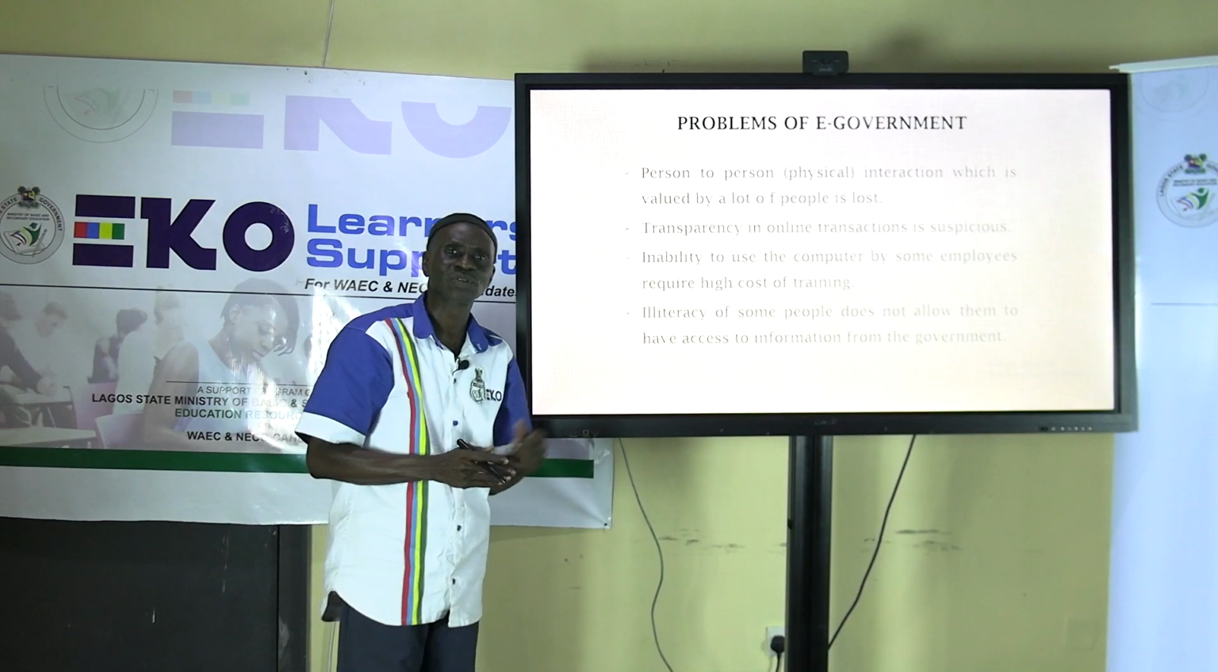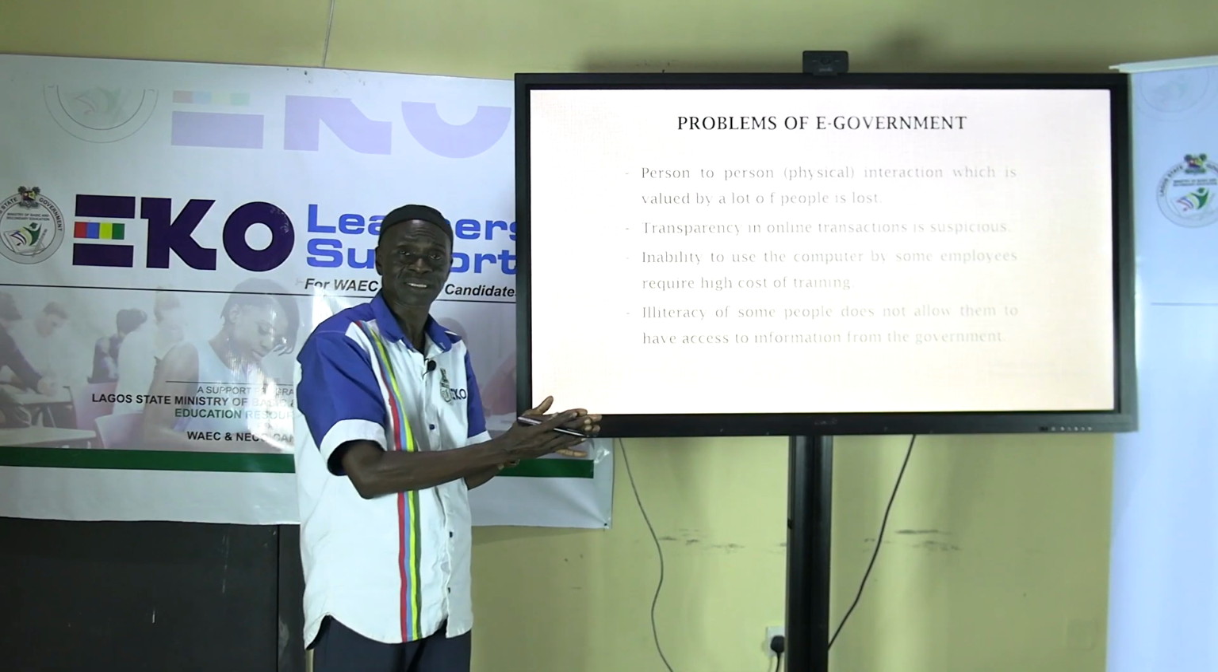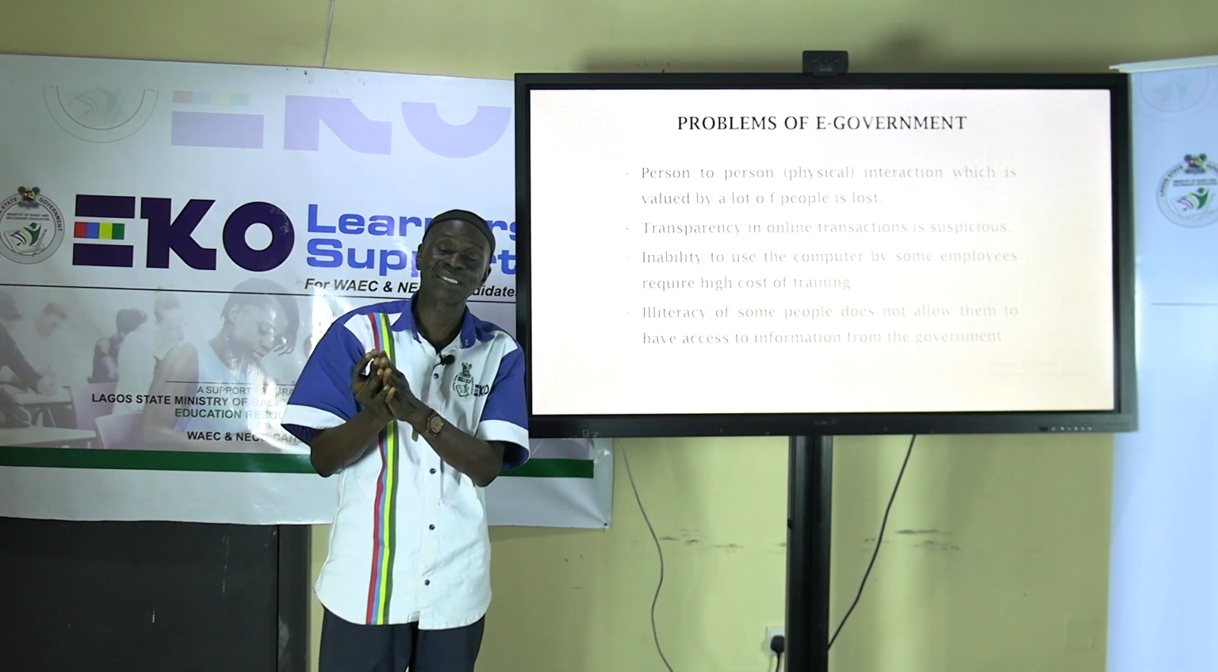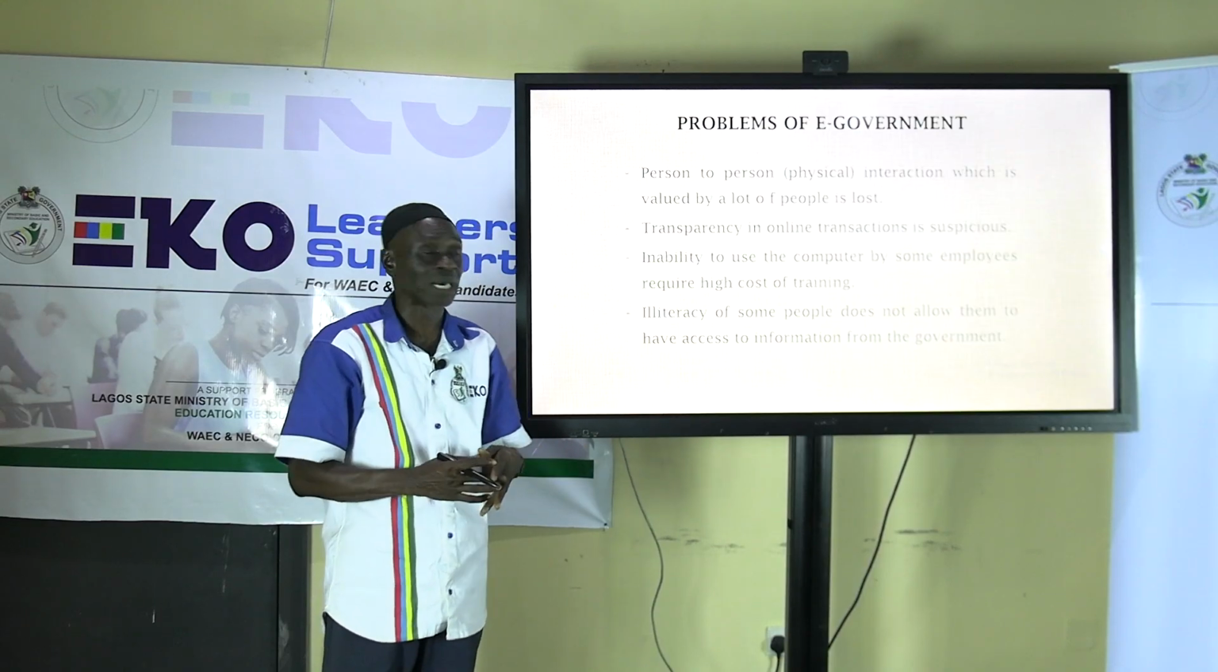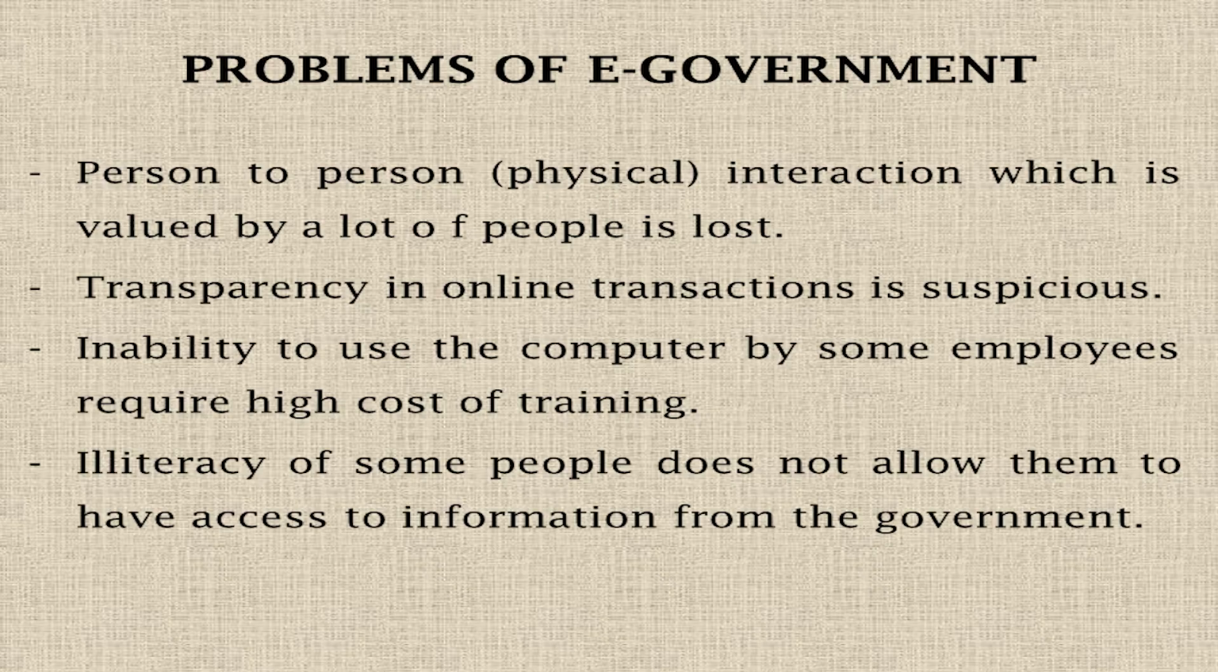Finally, what are the problems of e-government? Everything that has one part, you surely have the other part. Person-to-person physical interaction, which is valued by a lot of people, is lost. You hear people saying, You must come, let's sit down and discuss it. Oh, I don't want to. I know this one you are talking to me on phone, I don't want. Oh, this message you sent to me on WhatsApp, I am not comfortable with it. We still have to sit down to discuss. One-on-one physical interaction is lost. It has become the culture and the norm of some of our people.